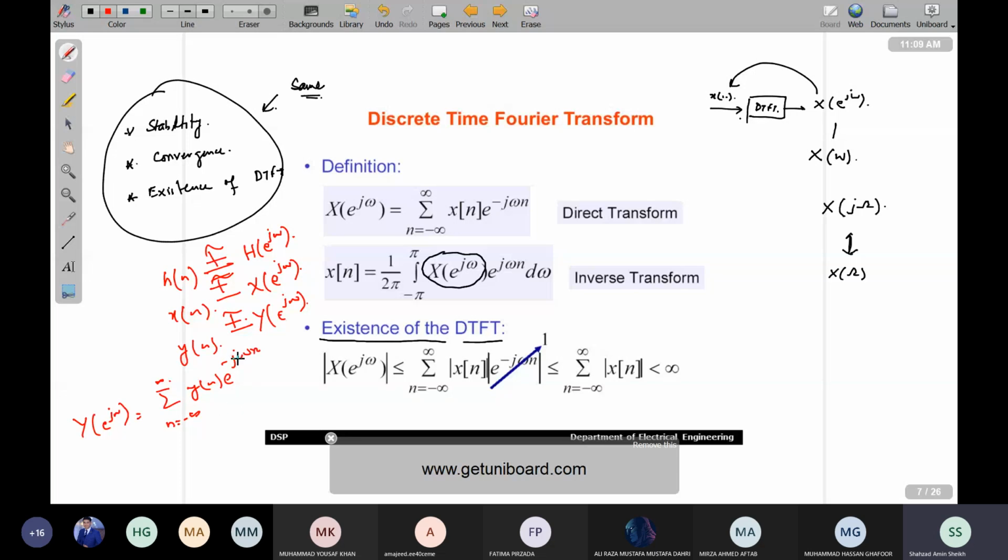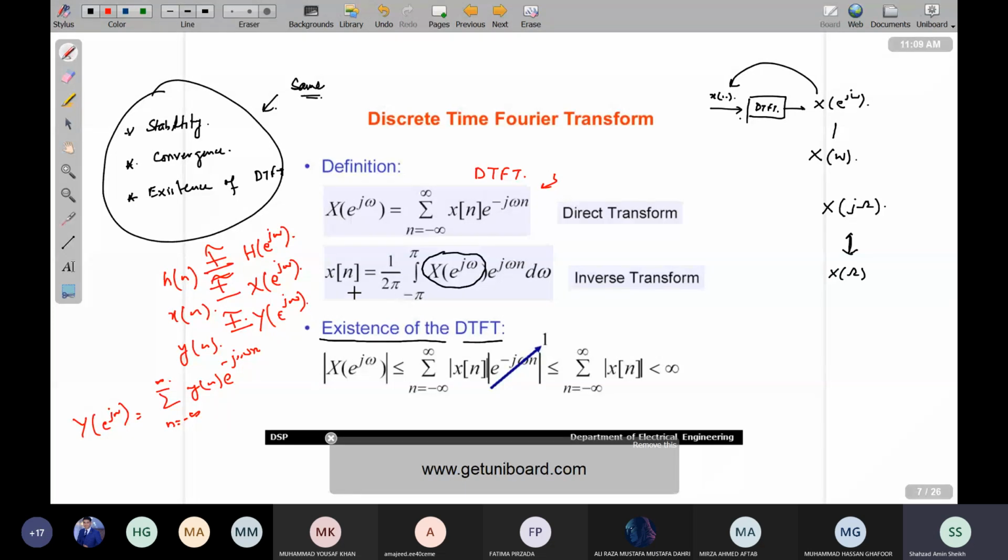Whatever you have, if x of n is present, you can get x of exponential j omega. If you have h of n, you can get h of exponential j omega, and if you have y of n, you can get y of exponential j omega. So here we are talking about x of exponential j omega. That's the DTFT formula, which we also call the direct transform. You are quite familiar with that.